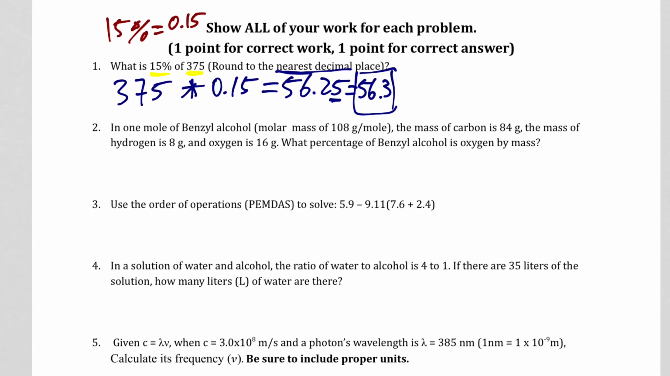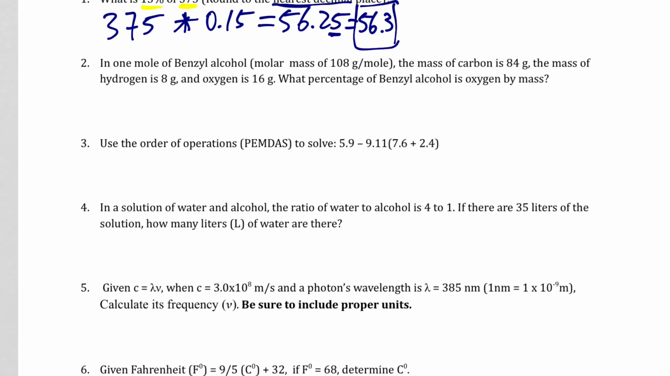The second question is a little bit longer. It's more chemistry specific. In this case, it has provided you that benzyl alcohol has a mass of 108 grams, and that it has carbon, hydrogen, and oxygen in it, and that they have their own respective masses. What you need to be wary about is, what is the total mass here? Because that is what I'm asking you. How much of it is oxygen by mass with respect to benzyl alcohol?